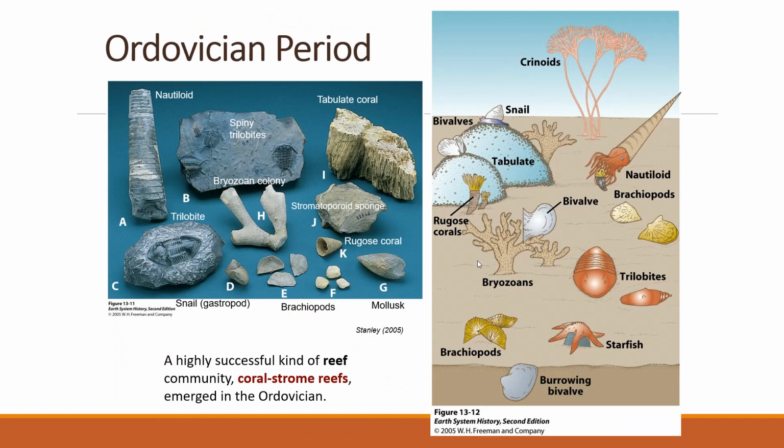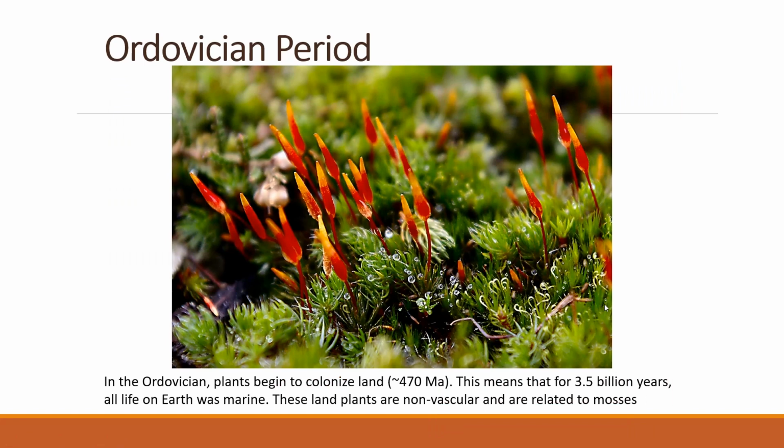In the Ordovician, we're starting to see reefs. We're seeing that the oceans are this factory of life. These are the fossils. This is what they would have looked like in life. The Ordovician period is when we actually saw plants start moving onto the land. During the Cambrian, everything was in the oceans. All life was in the oceans. Around 470 million years ago, we see plants move onto the land surface. So for the first 3.5 billion years, all life on Earth was marine.